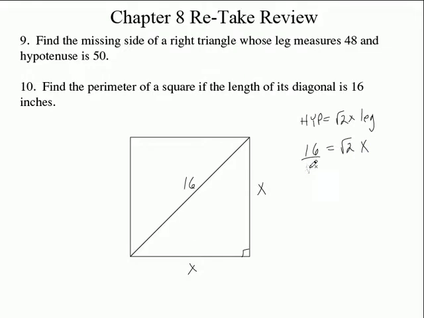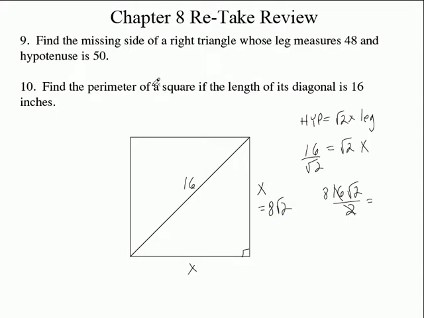Divide both sides by the square root of 2. Now you might have been able to just remember that off the top of your head, and that's fine. You could have gone 16 divided by the square root of 2, couldn't you? Can we simplify that just to make it a little bit nicer? What's 16 divided by the square root of 2? It's 16 square root of 2 over what? 2. That goes what? 8. So one side, just one side, is 8 square root of 2.